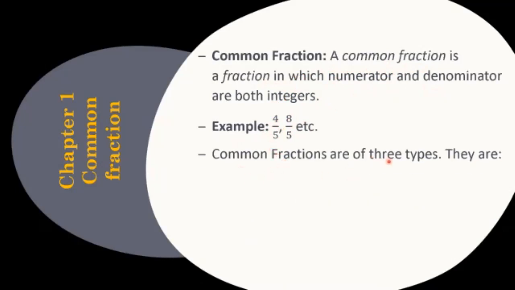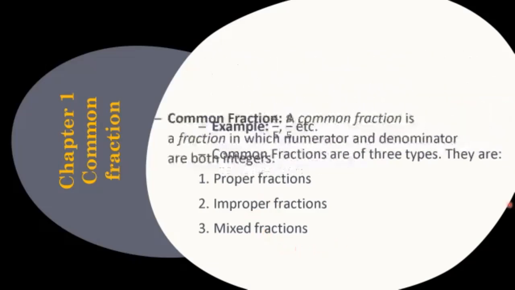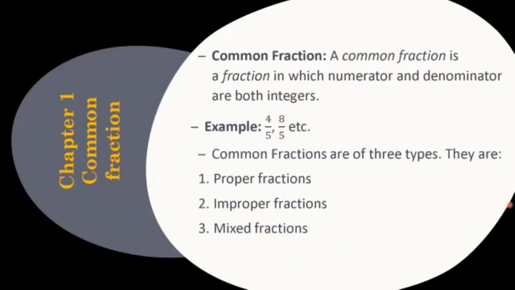Now, common fractions are of 3 types. They are proper fractions, improper fractions, and mixed fractions. So these are the 3 types of common fractions. So my dear students, this is a common fraction, and you know the example 4 divided by 5, that means both numerator and denominator are integer values. Number 1 is proper fractions, number 2 is improper fractions, and number 3 is mixed fractions. Let us discuss these 3 fractions.